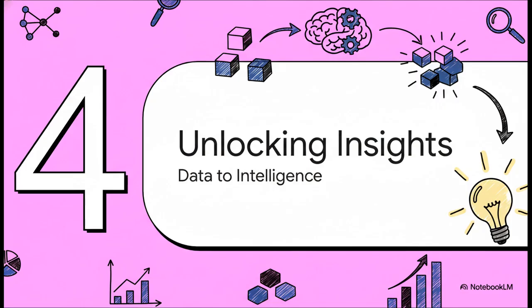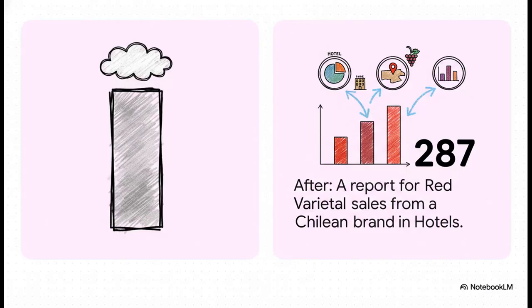This is the payoff. This is where you stop just collecting data and you start getting real, actionable intelligence from it. And wow, this slide really says it all. Before, they could pull a report for total sales. Yeah, kind of useful, but that's about it. After dimensions, they could instantly run a report on red varietal sales from one specific Chilean brand sold only in hotels during the fourth quarter. I mean, the difference in detail is just night and day.